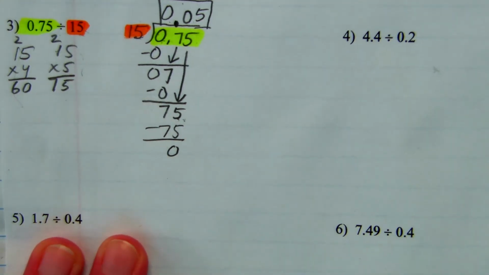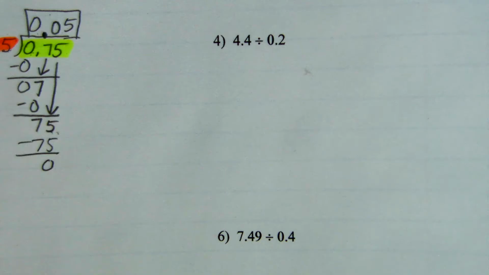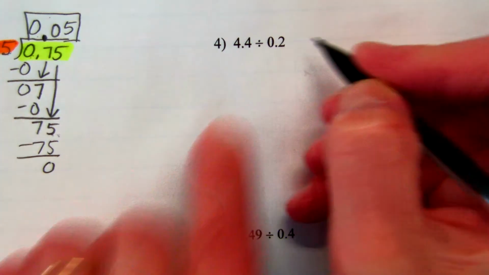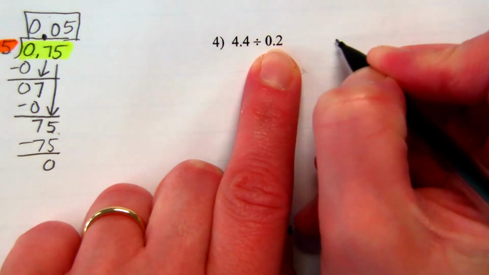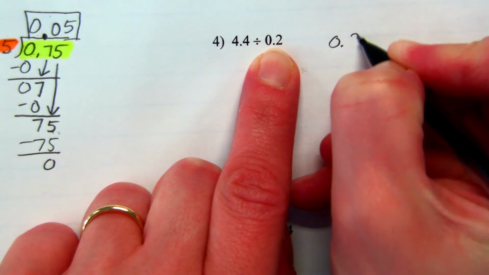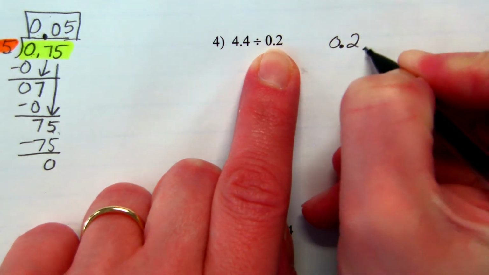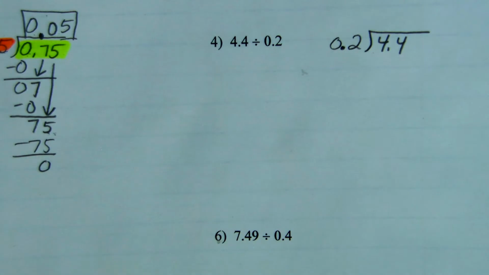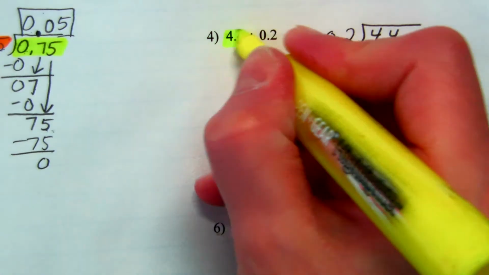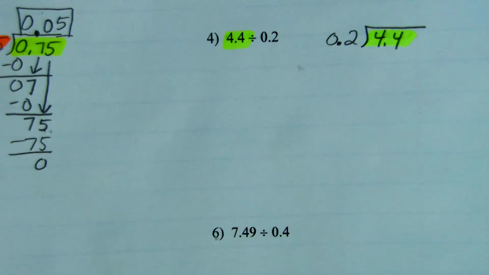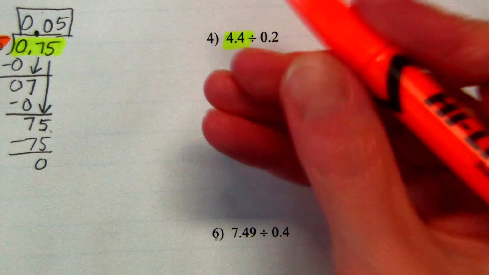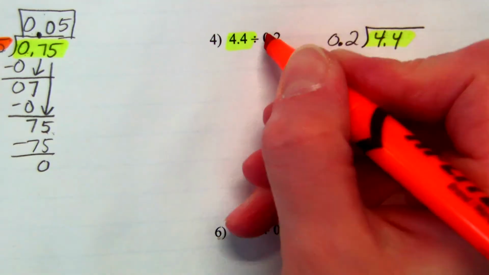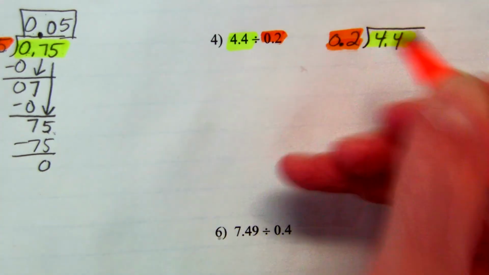Let's look at number 4. So we'll scoot this over. So remember when we set this up, if you're going to write it from left to right, you can think of this as switching order. So I'm going to have 0.2 on the outside and 4.4 on the inside. So I'll color code that. The first number went on the inside, and the second number went on the outside.